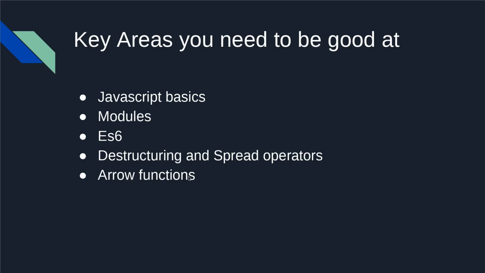Arrow functions, as I had said, they're stateless in the sense that they don't have their own context. So sometimes you just need to use arrow functions with caution because they may lead to some irregularities in how your code behaves.